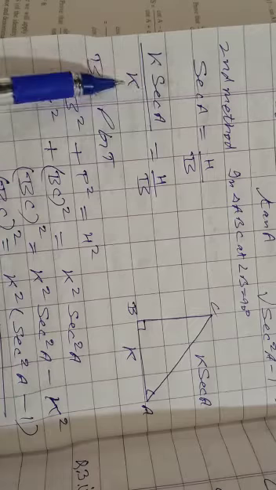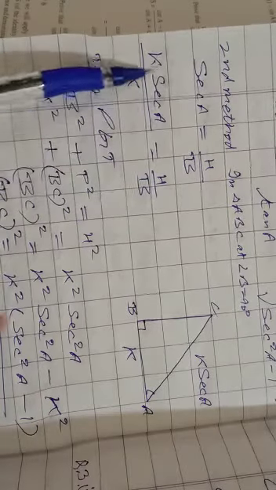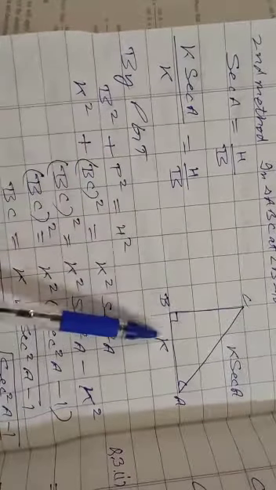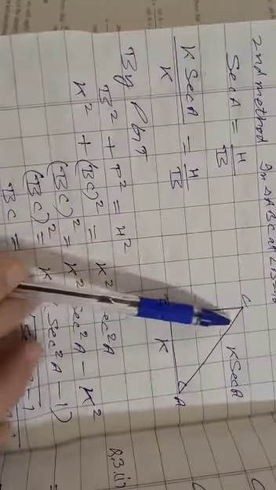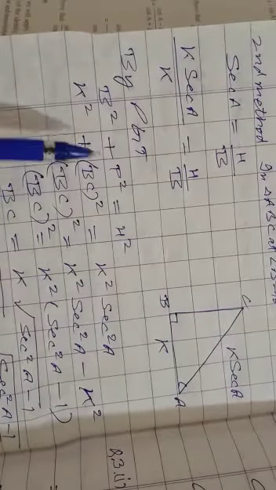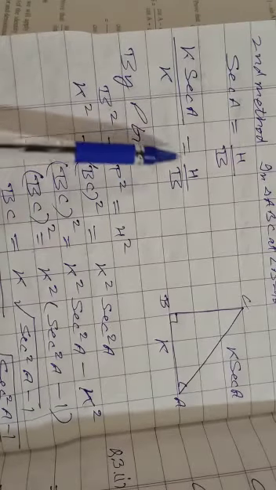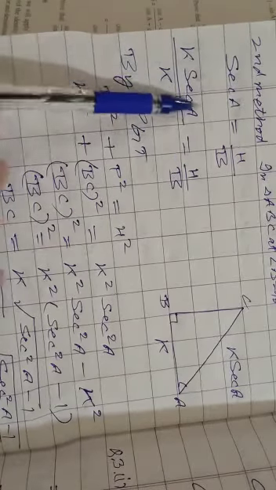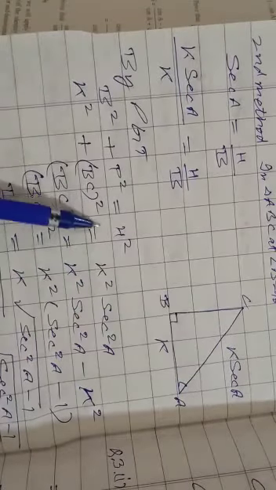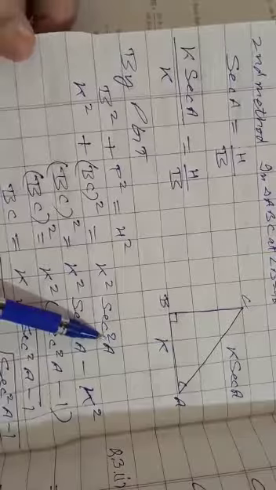Sec A equals hypotenuse upon base, and we write sec A in the form of K sec A upon K is equal to hypotenuse upon base, where K is constant. By Pythagoras theorem, base square plus perpendicular square equal to hypotenuse square. Base K square plus perpendicular BC whole square is equal to H square. The value of H is K sec A, so H square means K square sec square A.